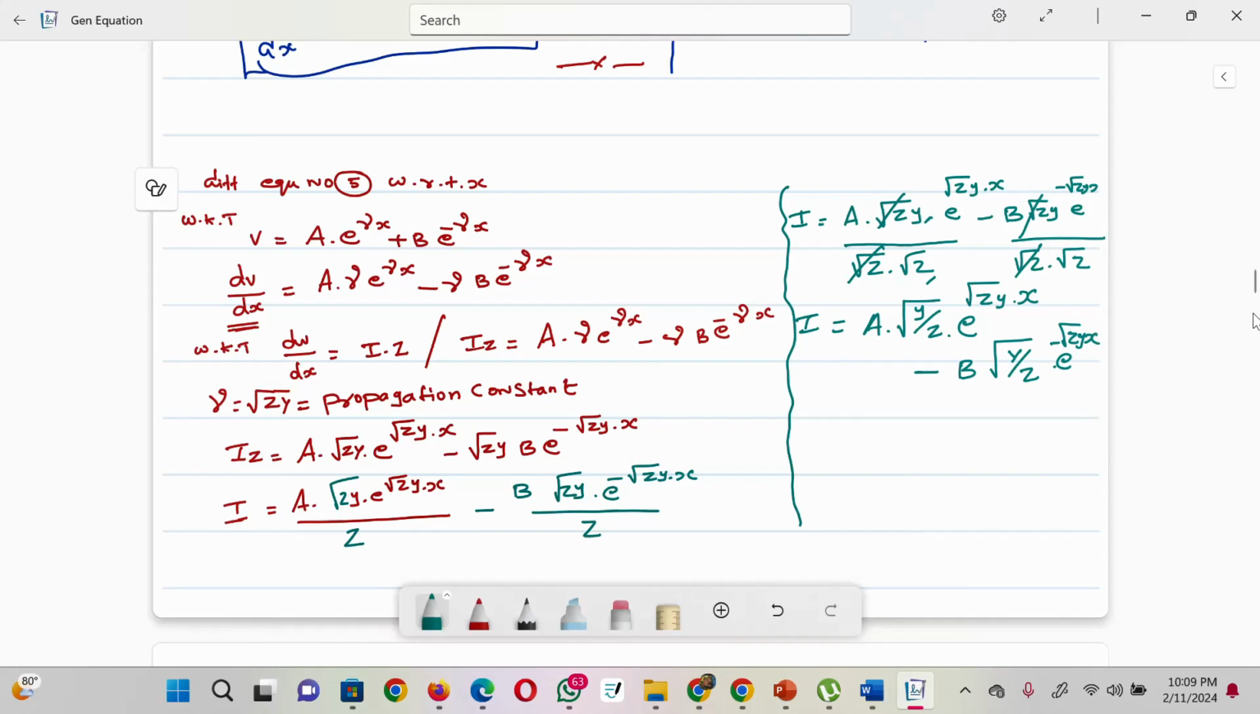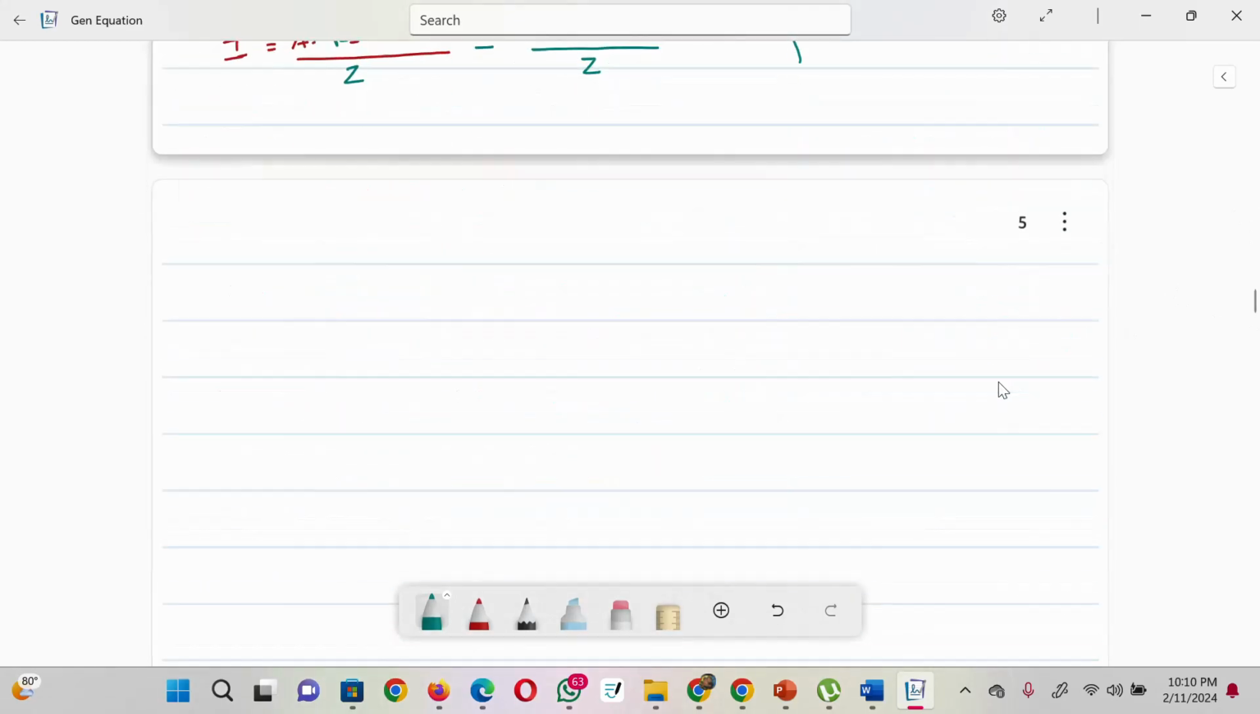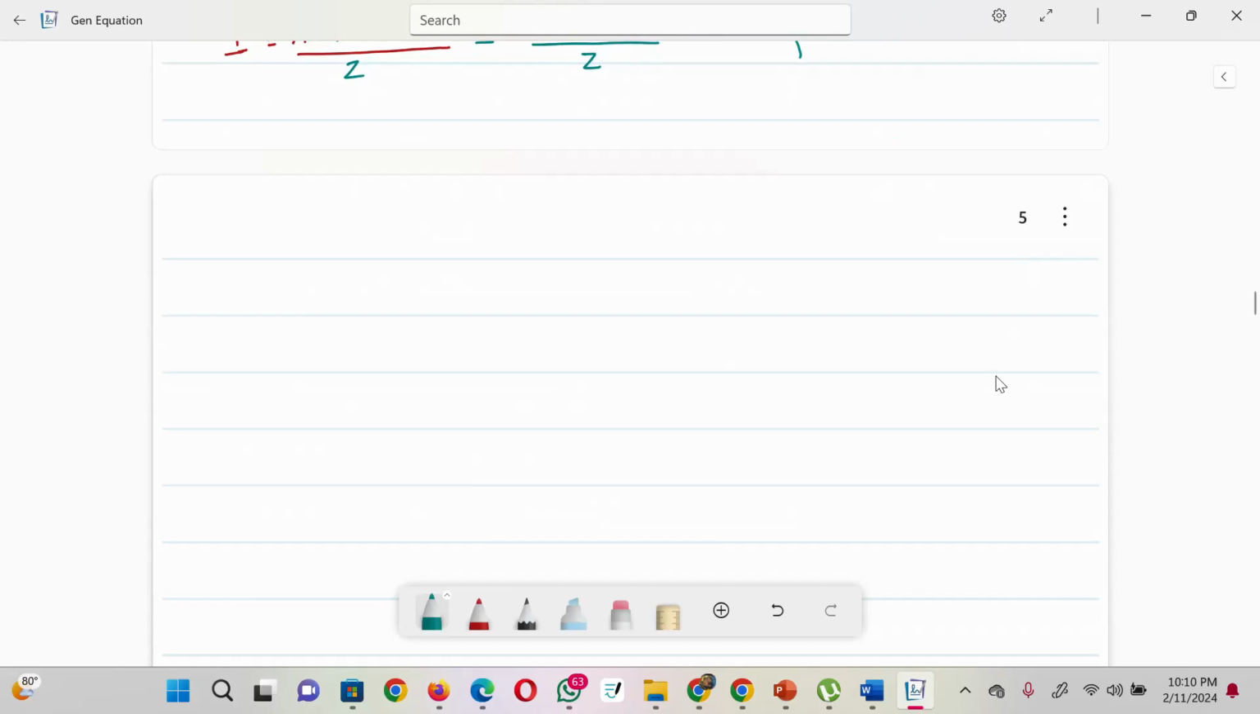From this we assign this as equation number 7. Already we know that this is equation number 6, and from this we assign another equation, equation number 7. So what are we going to do here? The same as before, we took the value of I, that means dV by dx equal to IZ.